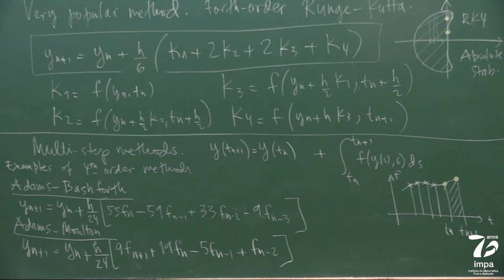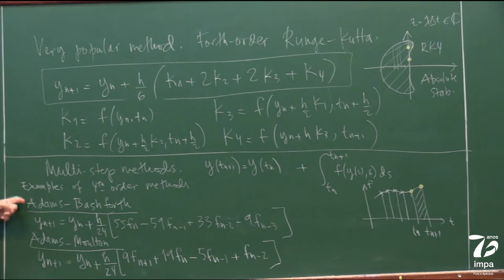Okay, so here are two fourth-order linear multi-step methods. In Lambert, for example, it's part of the sort of backward differentiation methods and so on. There's a big family of these. And this one is explicit. This one is implicit.